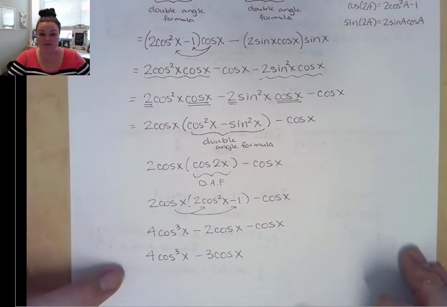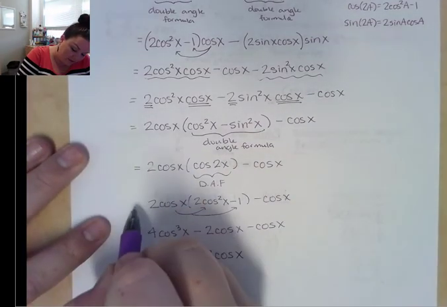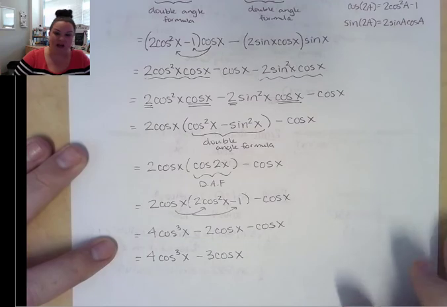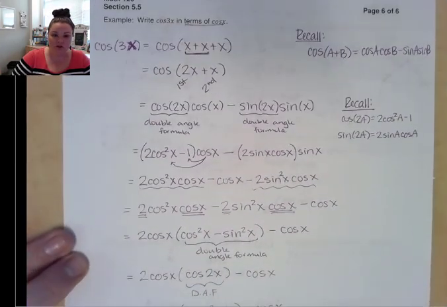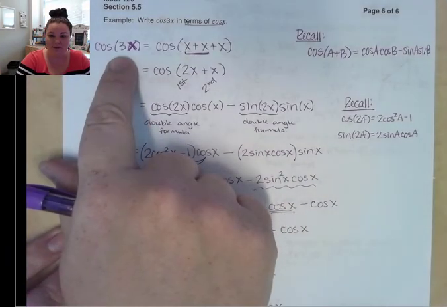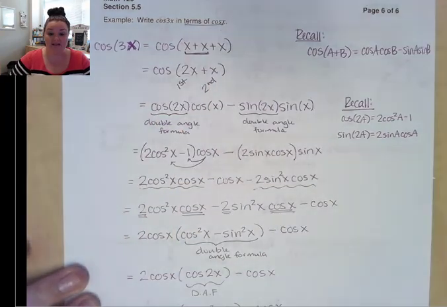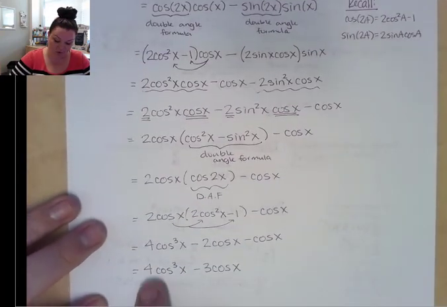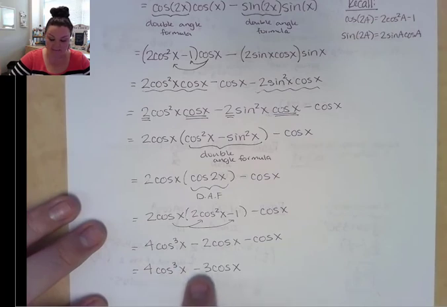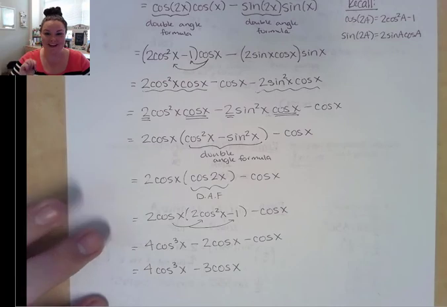And now I have my formula, because I forgot all my equal signs. I have my original triple angle formula written in terms of just cosine x. So we can write this as 4 cosine cubed x minus 3 cosine x. And we are done. Okay?